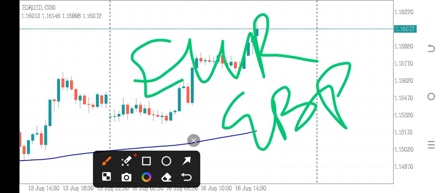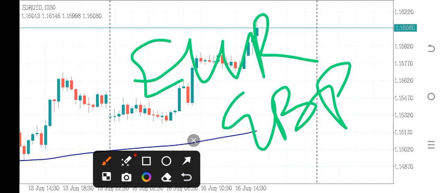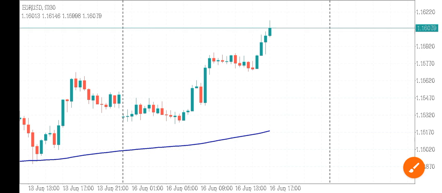Then we have the exotic pairs. Those pairs include a major currency and a currency from a developing or small economy. For example, USD TRY, which is the US dollar and the Turkish lira, and Euro ZAR, which is the Euro and the South African Rand. I am going to leave the link to those pairs in the description so you can identify them well.